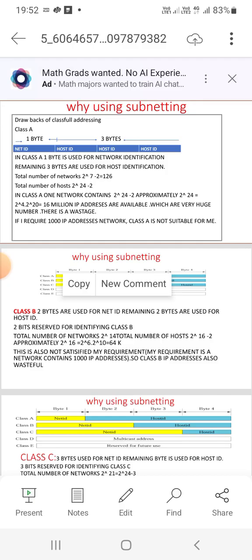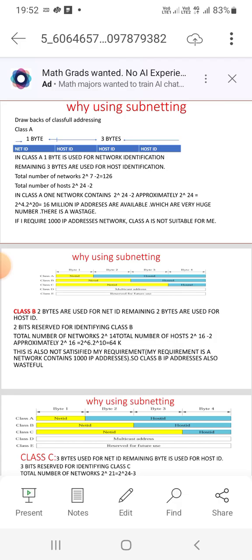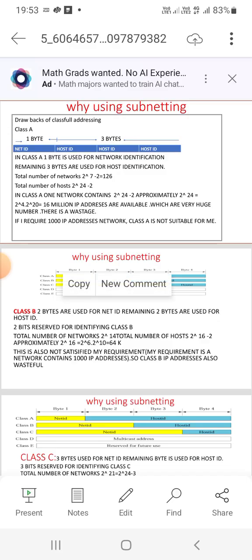2 power 24 is equal to 2 power 4 into 2 power 20, which is equal to 16 million IP addresses. In class A, one network contains 16 million IP addresses, which is a very huge number. There is a wastage. If I need a network that contains 1000 IP addresses, this classful addressing is not desired. Class A is not suitable for me.